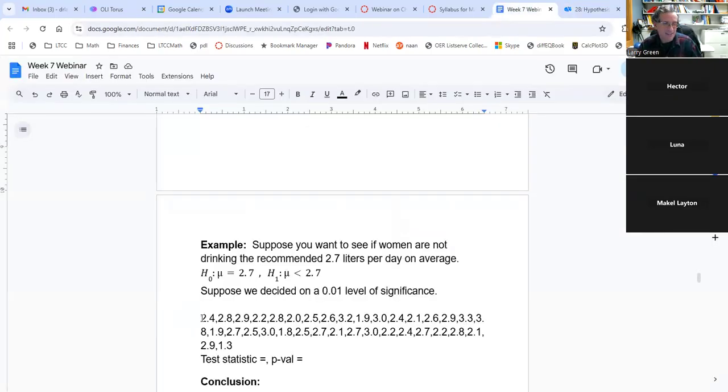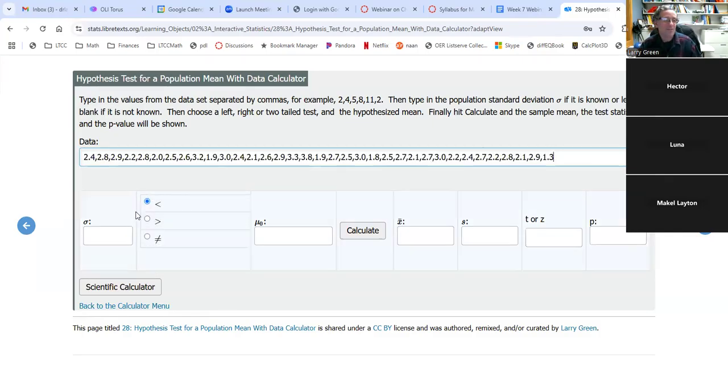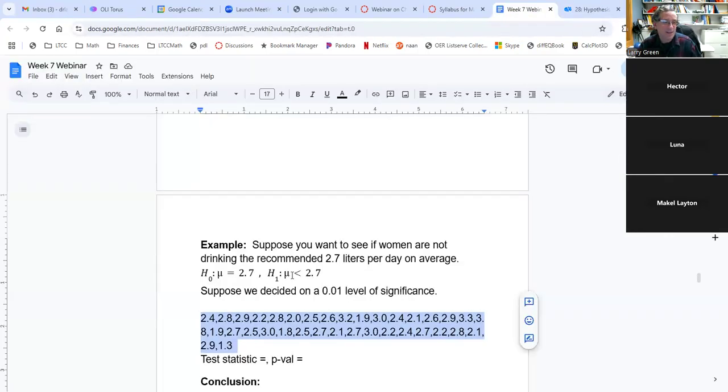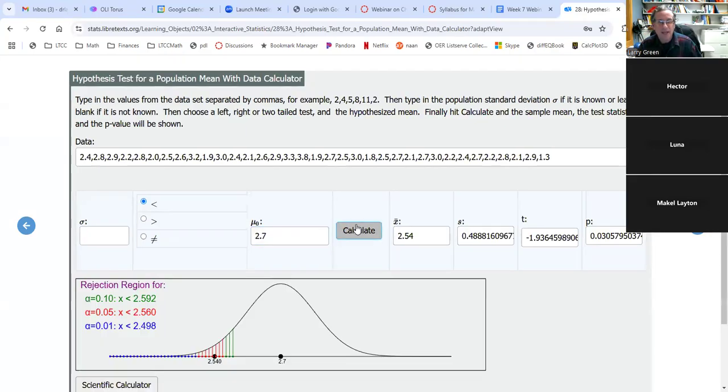And what I did is I already separated these by commas, so I can copy, I can paste. And here our H1 is mu is less than 2.7. So we're going to use less than. We don't know sigma, leave it blank. Mu naught is 2.7. And I calculate. Okay. Test statistic is negative 1.936 or so.